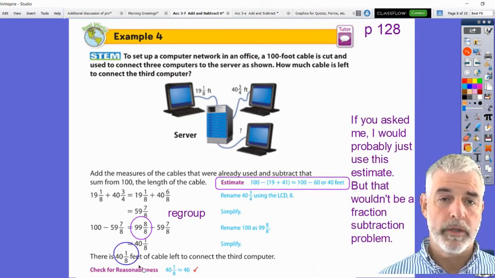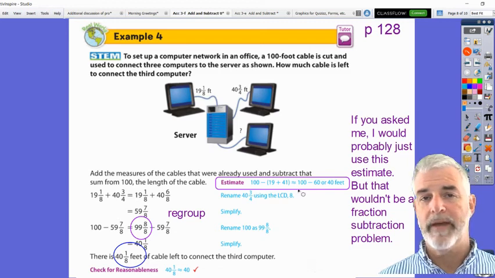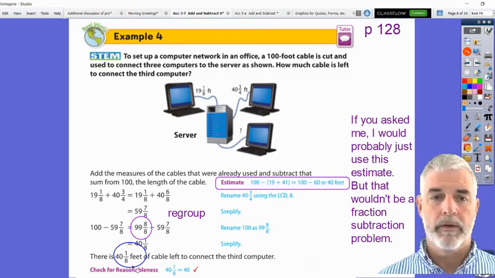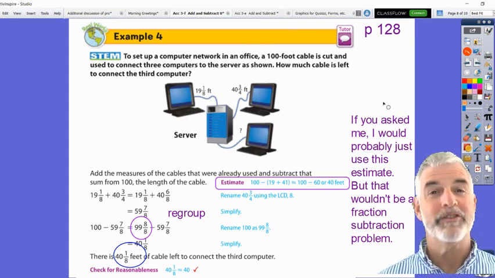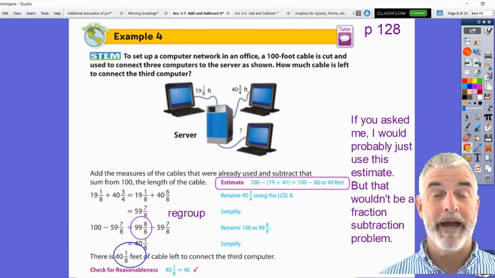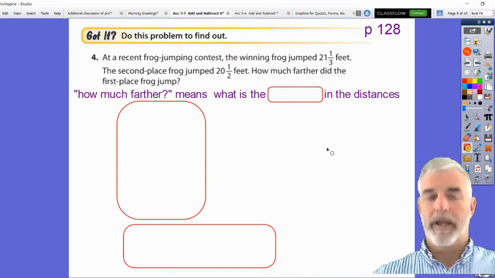Make sure to include words in your answer. And of course, we said the estimate was about 40 feet. Well, okay, I have about 40 and 1/8 feet. Not sure there's really a need to worry about the difference between 40 and 1/8. But like I said, this is practice in adding and subtracting fractions.